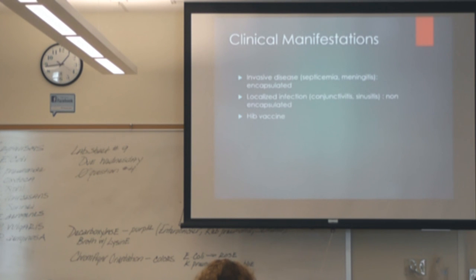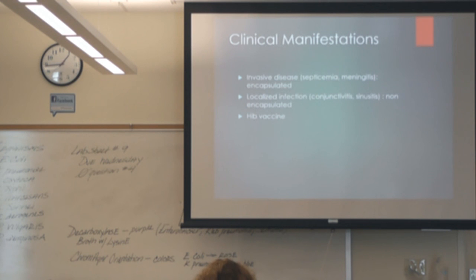Invasive disease, where you have septicemia and meningitis, is usually encapsulated. Localized infection can be non-encapsulated. You can get conjunctivitis even, and infection of your sinuses as well. But this has all been sort of cleared up with the HIB vaccine.